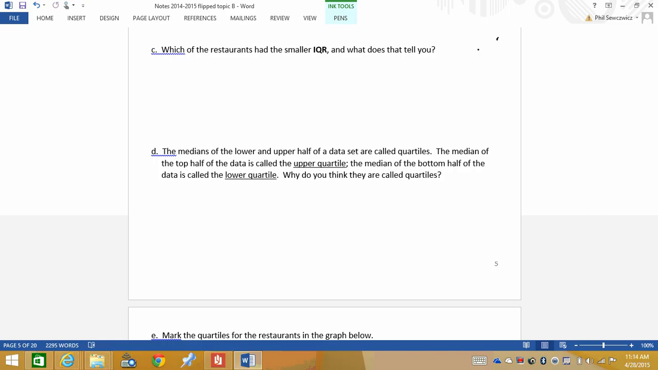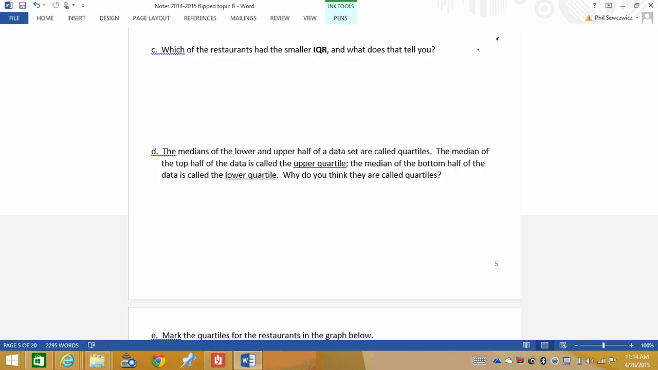So it says here the medians of the lower and upper half of a data set are called quartiles. Because remember, we're talking about interquartile range. It says the median of the top half of the data is called the upper quartile. The median of the bottom half of the data is called the lower quartile. Okay, so what are they getting at here?